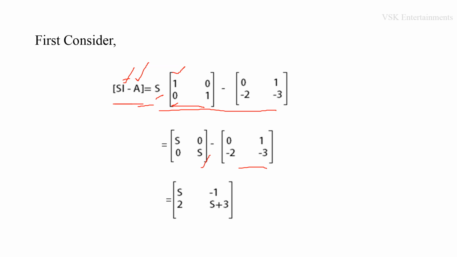Here we apply matrix subtraction: s minus 0 is s, 0 minus 1 is minus 1, 0 minus minus 2 is plus 2, and s plus 3. So the value of sI minus A is matrix s minus 1 2 s plus 3. Now we are going to apply the inverse of this matrix to get (sI minus A) whole inverse.